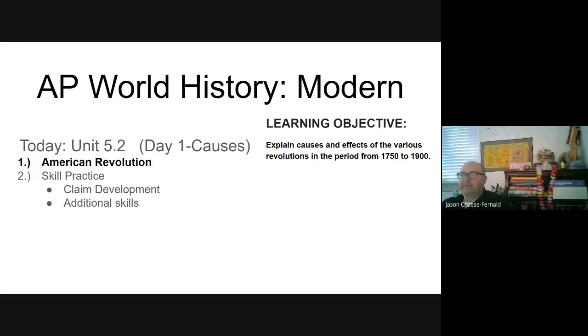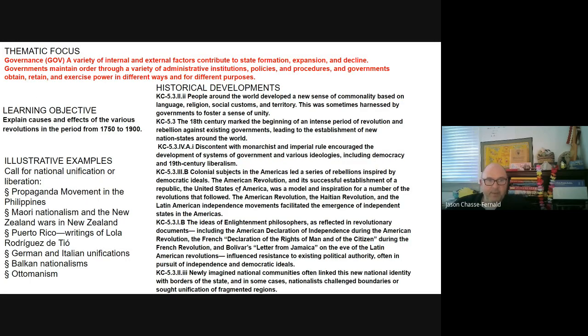Today we're going to begin our first day looking at Unit 5.2. And specifically we're going to be looking at the causes of the American Revolution. Our learning objective is to explain causes and effects of various revolutions in the period from 1750 to 1900. Today we'll be dealing with causes of the American Revolution, and then we'll be looking at the effects in the next video.